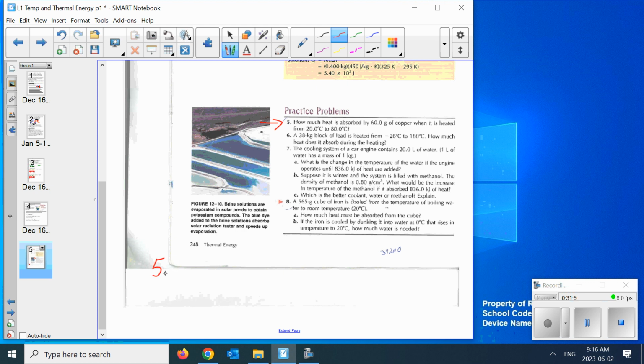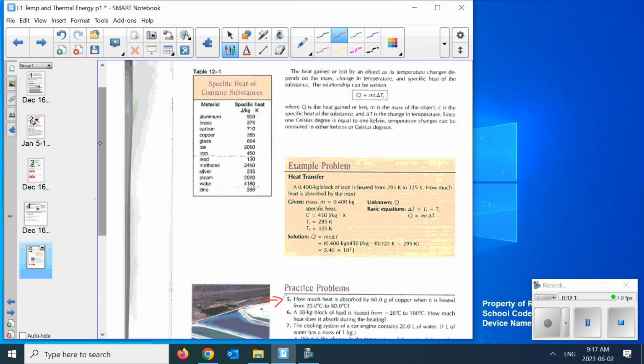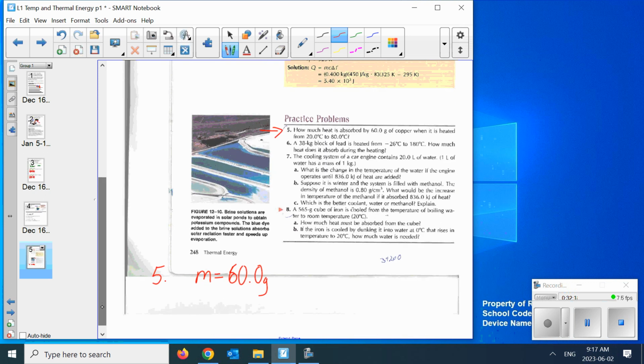We know it's Q equals MC delta T. So I want to just list here. M is equal to 60 grams. I said sometimes it's kilograms, sometimes it's grams. Looking at this chart, we need it in kilograms because the C values are given in joules per kilogram Kelvin. So go from grams to kilograms. Kilo means 1,000, and a lot of grams make up a smaller amount of kilograms. So I'm going to divide by 1,000: 0.06. So I need my mass in kilograms.